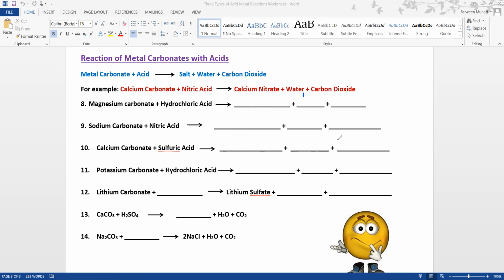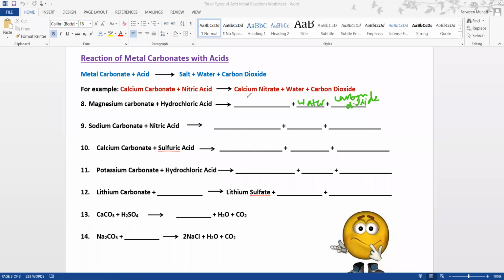If we look at the first one now, magnesium carbonate plus hydrochloric acid, let's fill in the constants first and then deal with the salt. So if we look at the constants here, what are the 2 constants going to be, guys, that I'm going to use to fill in gaps 2 and 3? Yeah, excellent. Water and carbon dioxide. So we're going to write water, and then we're going to write carbon dioxide. Okay, so those are the constants there.